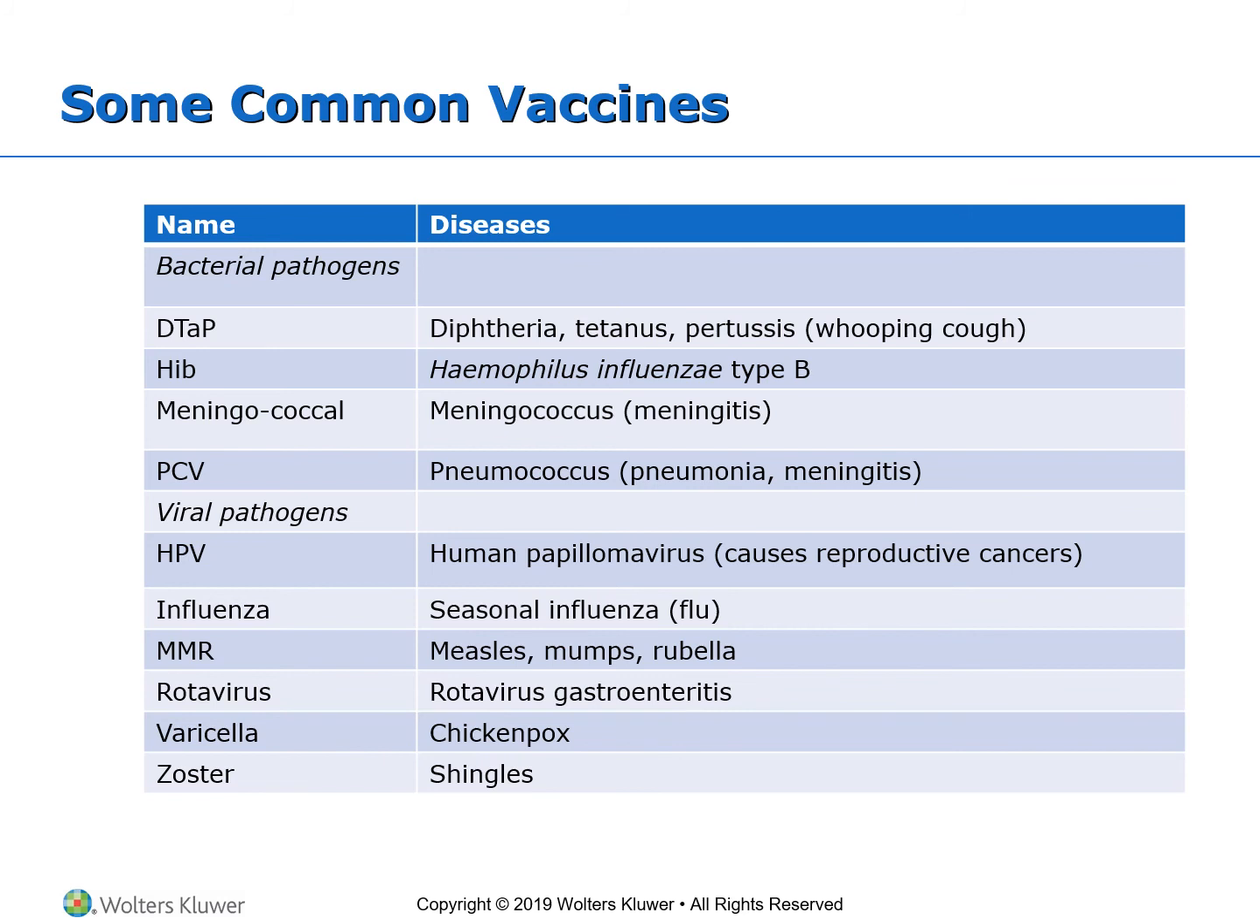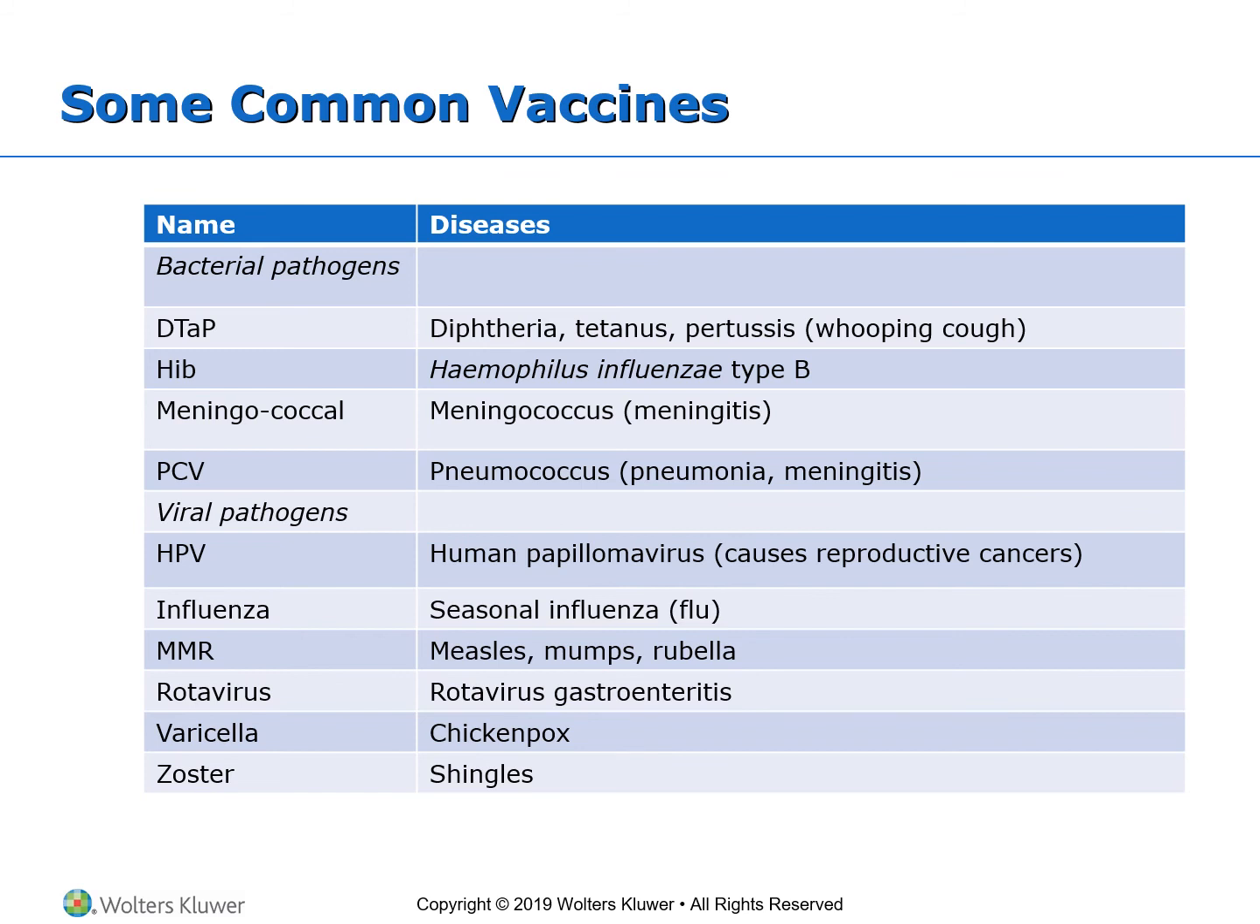And we have some vaccinations that protect against viral pathogens, such as the HPV, which protects against the human papillomavirus that causes reproductive cancers, cervical cancer in females and penile cancer in males. Influenza protects against the seasonal influenza, the flu. Remember that the flu vaccination needs to be repeated every year, not because we are losing our immunity, but because the flu is changing its characteristics. It's an adaptation of the virus, and every year there will be a different strain of influenza.